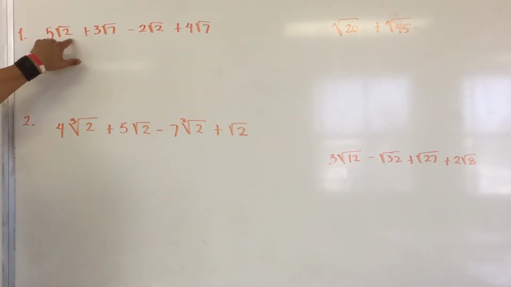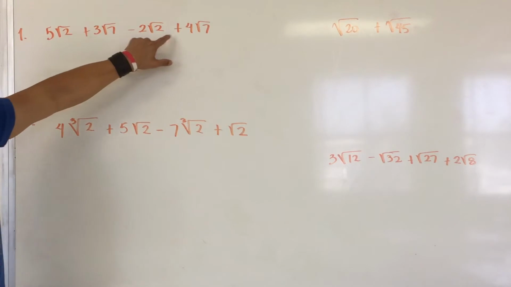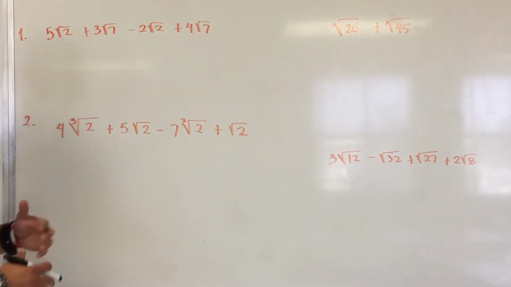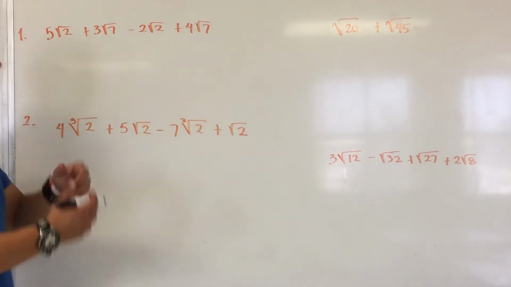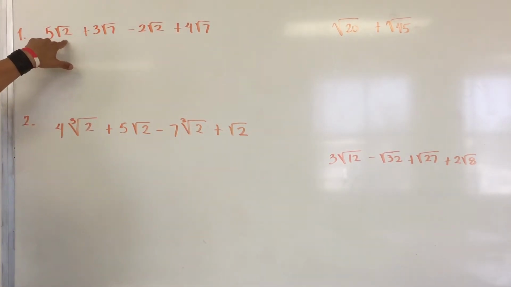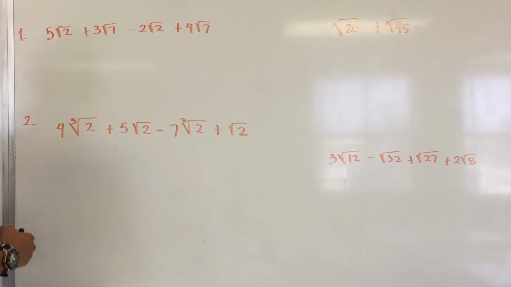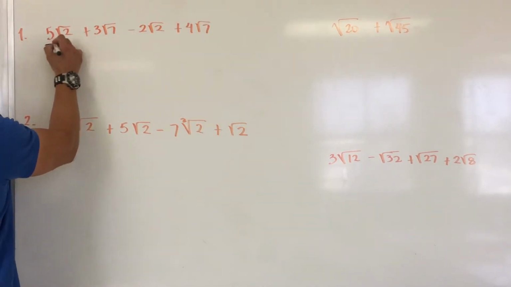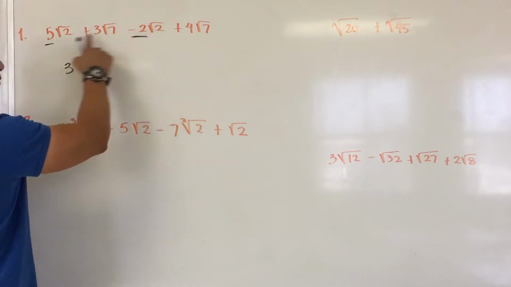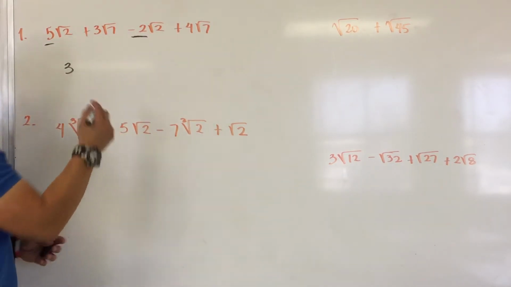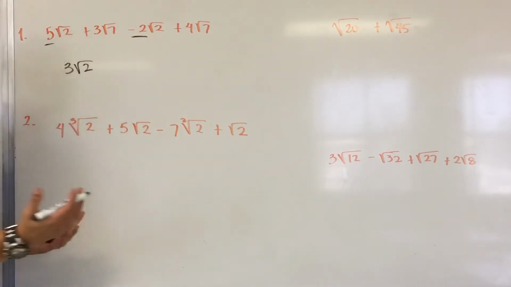This is square root of 2, this is square root of 7, square root of 2, square root of 7. In essence, what you want to do is like combining like terms, and the same radicals go together. So 5 radical 2 goes together with this guy right here. So you're going to subtract 5 minus this 2. It's going to be 3. And the radical 2 is just already simplified. You're just going to leave it.